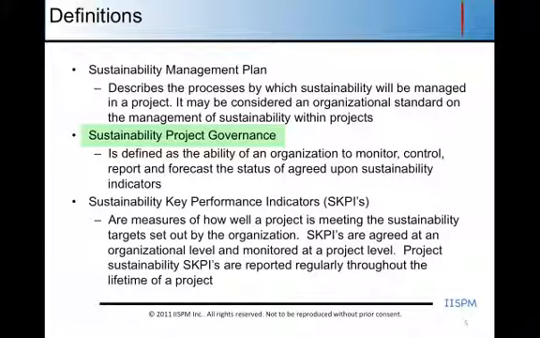So sustainability project governance is the ability of an organization to monitor, control, report, and forecast the status of the sustainability indicators that the organization has agreed to track and trace. Then the sustainability KPIs, or SKPIs, are measures of how well the project is meeting the sustainability targets set out by the organization. So SKPIs are defined and agreed at an organizational level and monitored at the project level. These SKPIs are what you're reporting throughout the lifetime of the project.